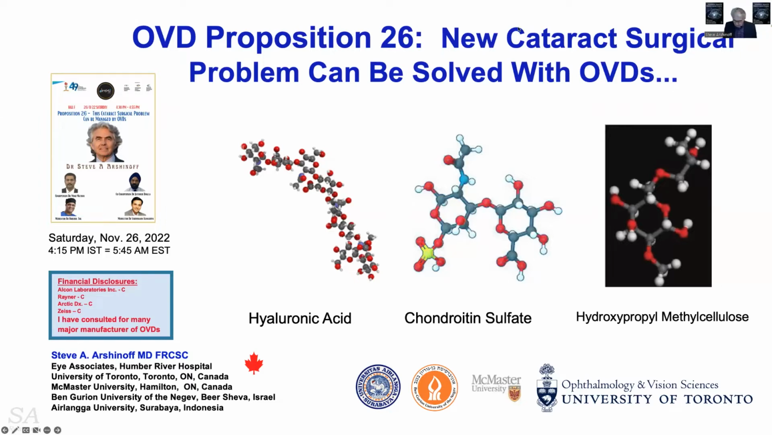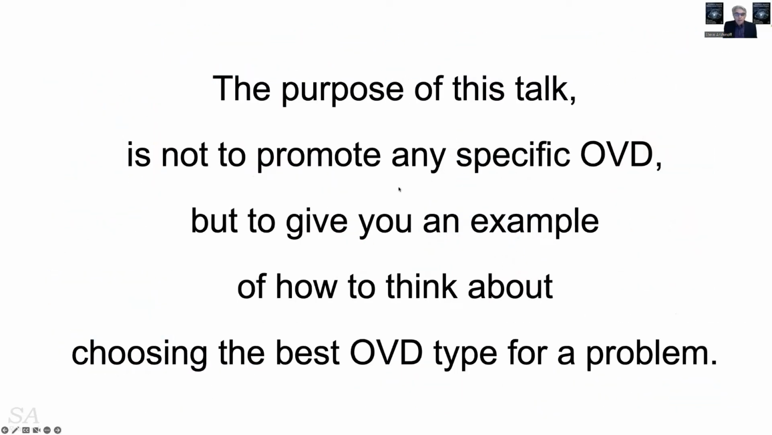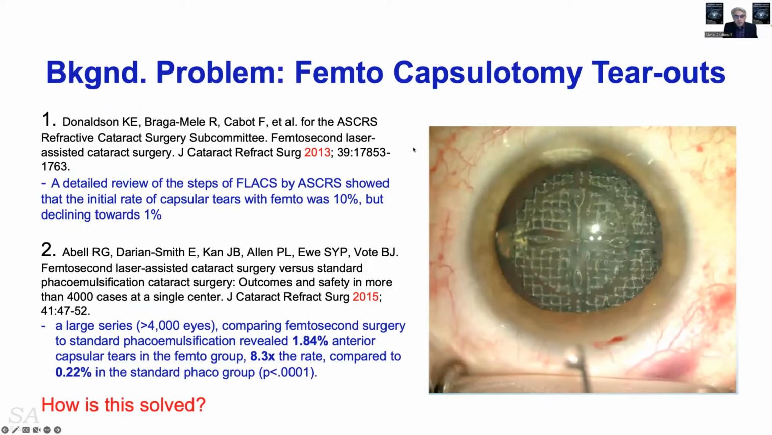I'm going to tell you about a problem that came up and the background, and give you an idea of how I think we should think about dealing with OVDs. The purpose of this talk is not to promote any specific OVD, but to give you an example of how to think about choosing the best OVD for a certain problem you might have to approach. I'm going to talk about femto capsulotomy tear-outs.